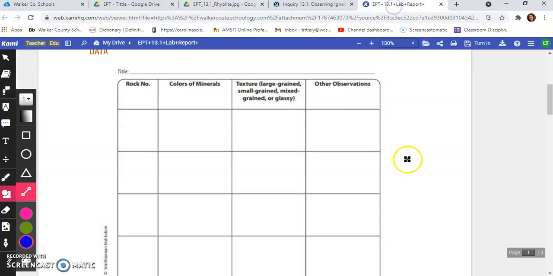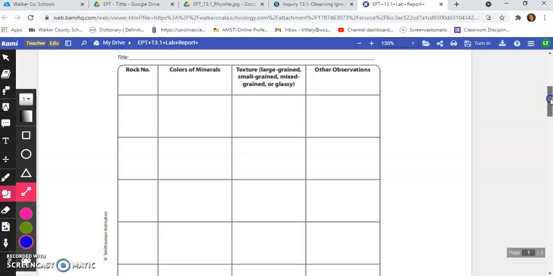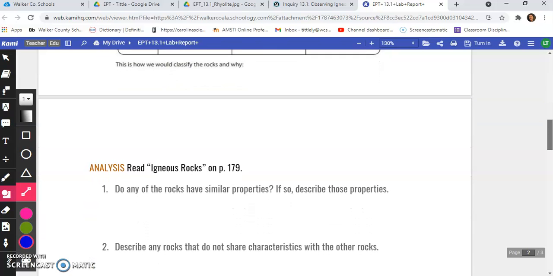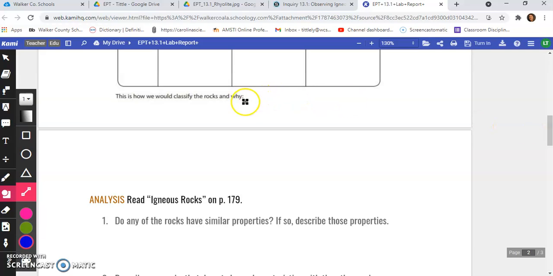Okay, so on your data table, you would write down the different things that you saw about those different rocks that we looked at. Think about how you would classify the rocks into groups and why. What characteristics would you base it on?